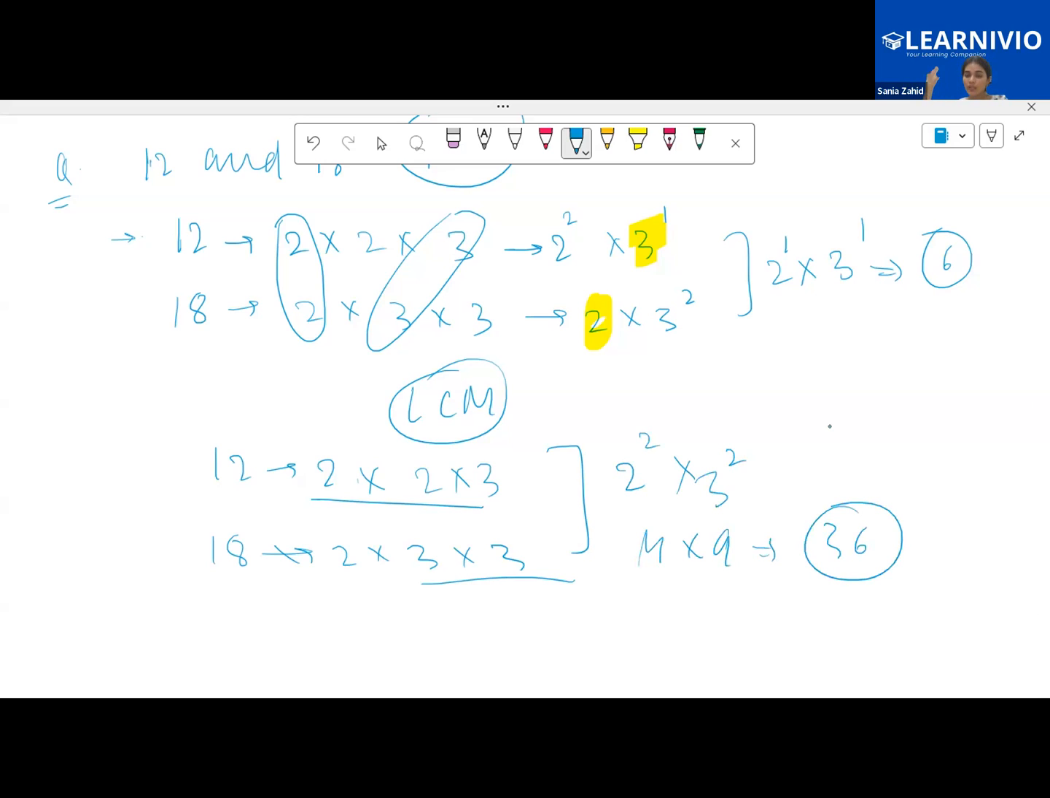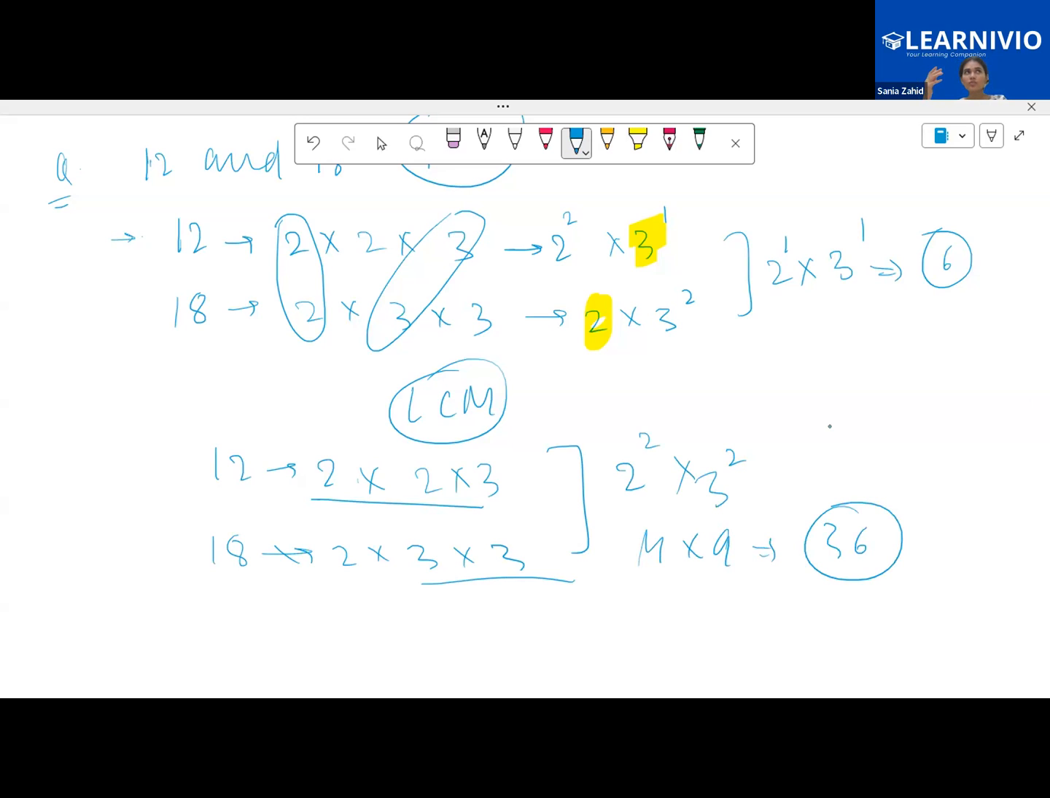Okay. So what do you do in HCF? To find the HCF of any 2, 3, 4, 5, any numbers, whenever you are finding the HCF, you will do the prime factorization. You will write the factors. You will identify the common factors. And then you will identify the common factor where it is having the lowest value.